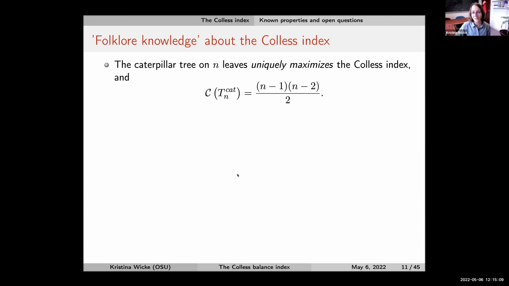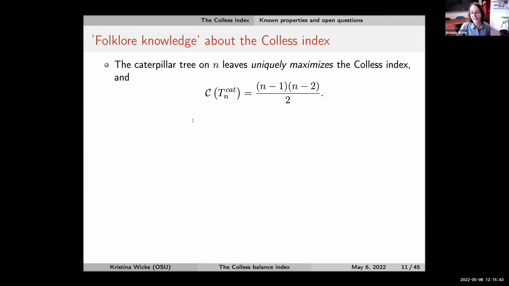And so when we started to look at this index, as I indicated, this index was introduced in 1982, and the paper had been cited several times. So several people used the Colless index, but what we realized is that certain properties of the Colless index were actually not known in the literature. So some statements were given, often without proofs, and one of my co-authors called that folklore knowledge about the Colless index. So I'll briefly summarize that before then introducing what we proved additionally.